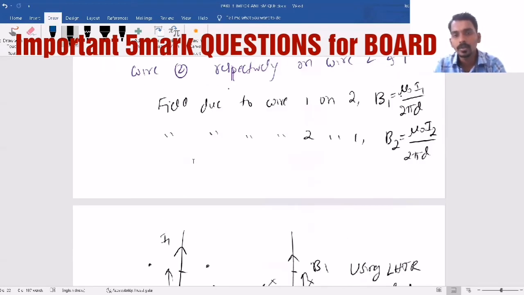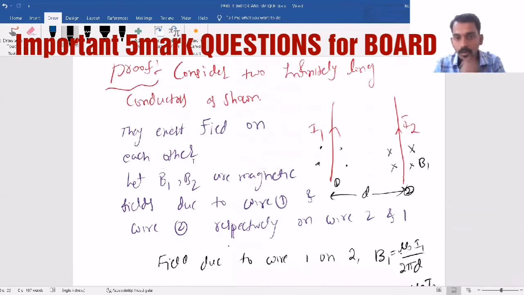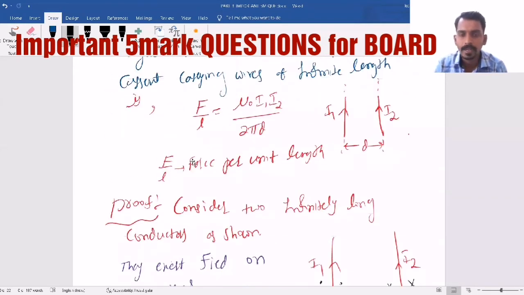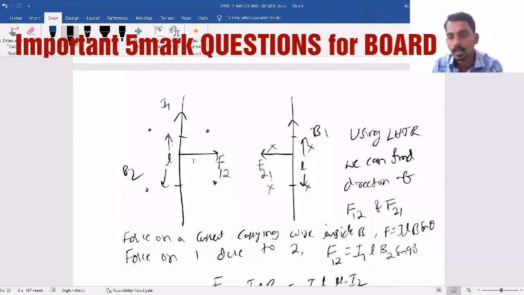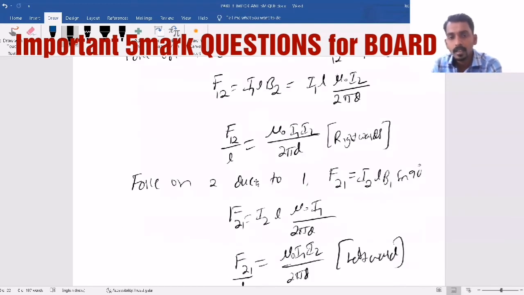So what is the field due to an infinitely long wire? You should know it. And what is the magnetic force on a current carrying wire? You should know it. And you should know what the right hand thumb rule is, and what the left hand thumb rule is. Then only can you find the direction of the magnetic field. Then only can you find the direction of the magnetic force. Then you have to consider the force per unit length.